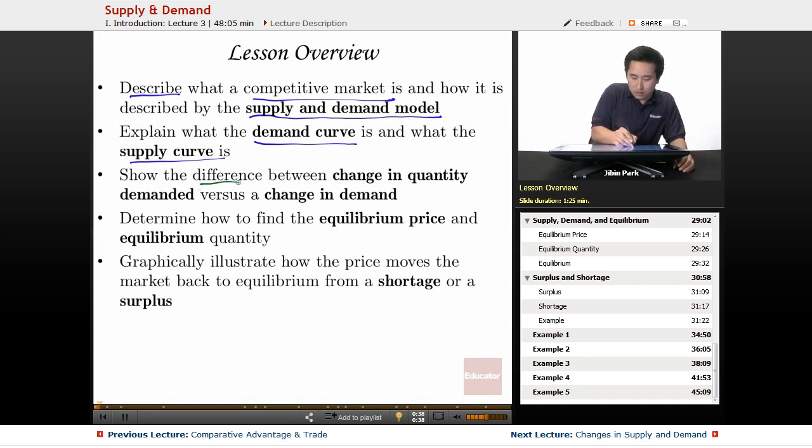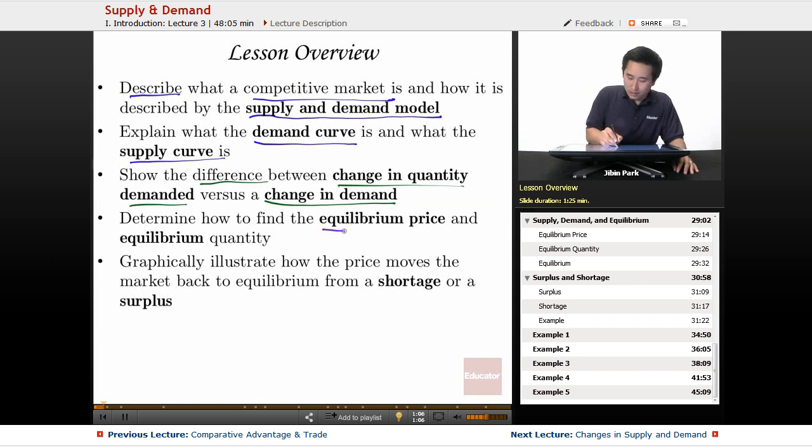We'll show the difference between a change in quantity demanded versus a change in demand. A lot of people don't really understand this. A lot of students get this concept confused. If you rely on your economics from the mass media, this nuance isn't really going to be emphasized. So if you want to pass the AP macro exam, make sure you know the difference between a change in quantity demanded versus a change in demand.